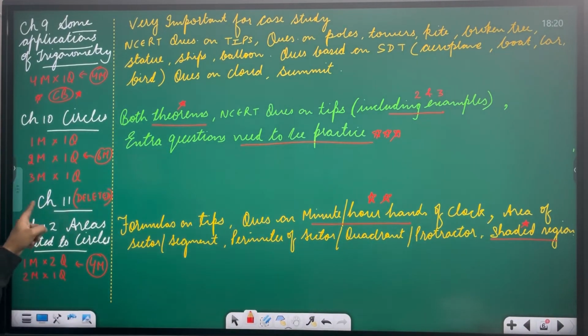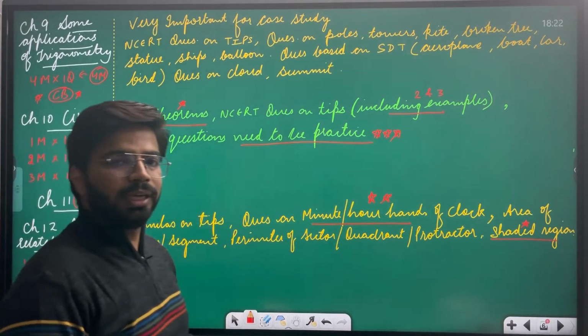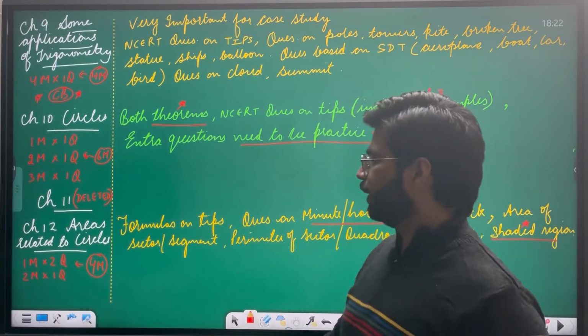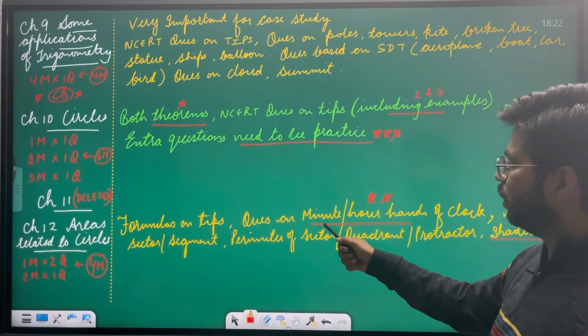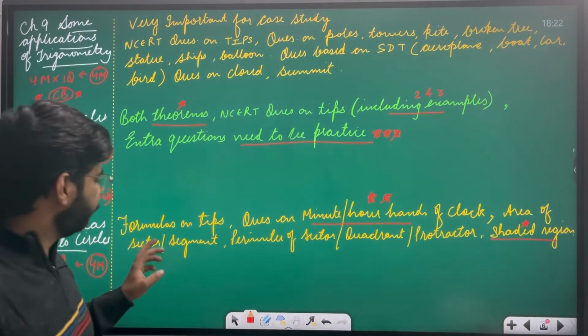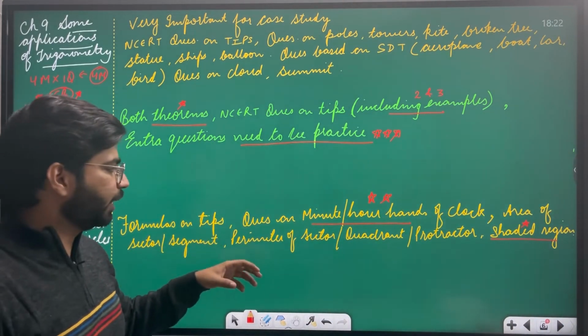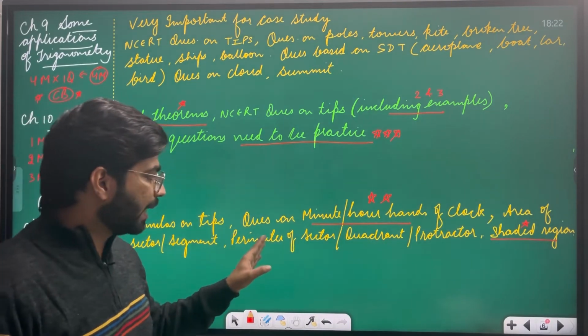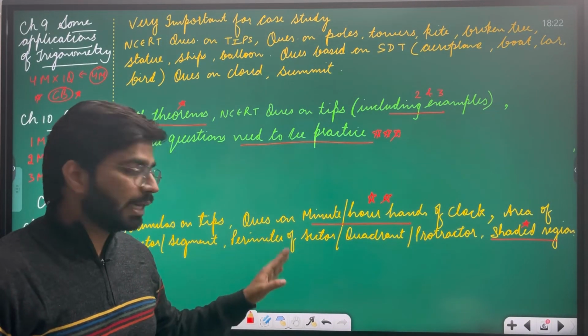Now chapter number 11 is deleted. Now chapter number 12, areas related to circles. 2 questions of 1 mark and 1 question of 2 marks, total of 4 marks only. And the most important topic from the chapter according to me this year will be questions on minute and hour hands of a clock and areas of sector and segment. That is the basic concept that you can do with the help of formulas. That's it. Perimeter. Yes, the perimeter of a sector.